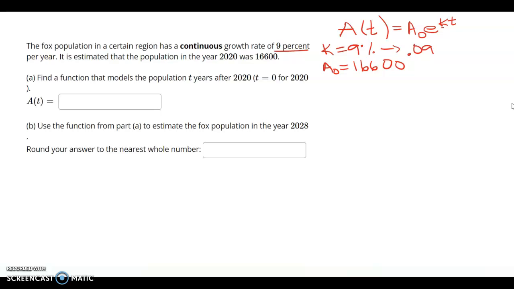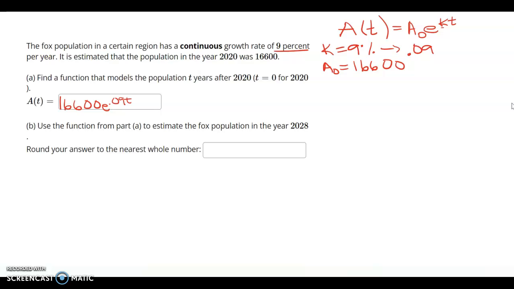Okay, so now what we need to do is just put those into the equation. So we'll have the 16,600 for a sub 0. E just stays as an e because that's actually a number. So we leave it as e. For k, we'll do the 0.09, and we don't know t. And so that's our equation.